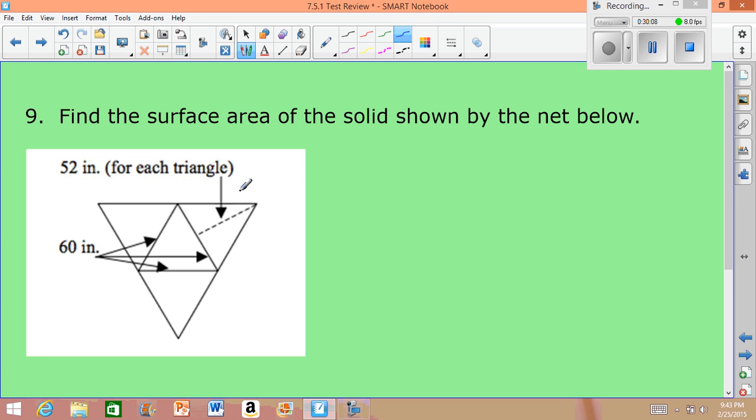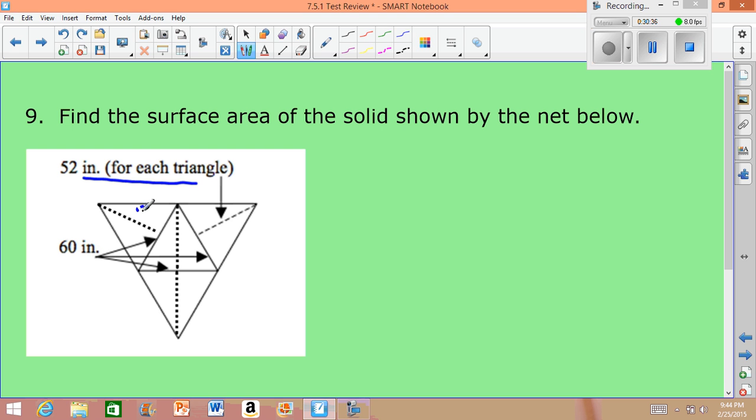All right, moving on to number 9. It says find the surface area of the solid by the net below. So if we look, this is a triangular pyramid made up of all triangles. It tells us that it's 52 inches for each one of the triangle heights. And the 60 here tells us that we have all equilateral triangles. So lucky for us, all we have to do is find the area of all 4 triangles.